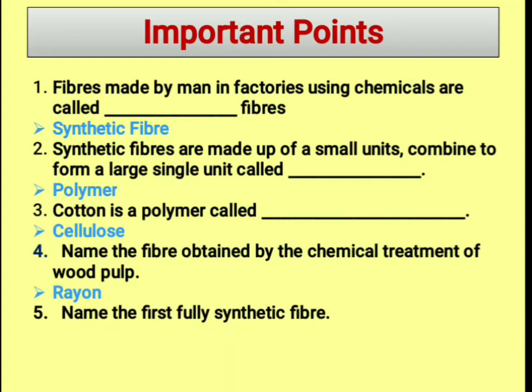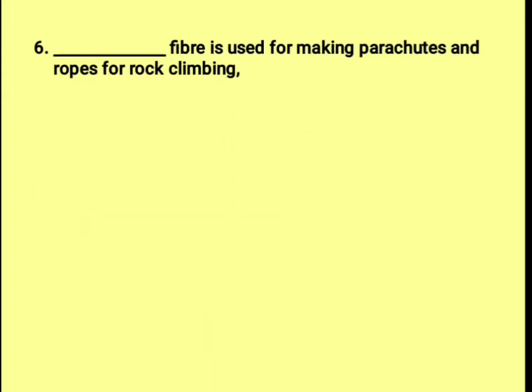The next question. Name the first fully synthetic fiber. Which fiber is first fully synthetic, not half synthetic? Okay, it is nylon. Nylon is the first fully synthetic fiber. It was made purely from coal, air and water. So it is the first fully synthetic fiber. We'll move to the next question.